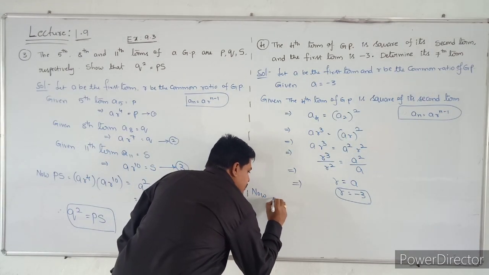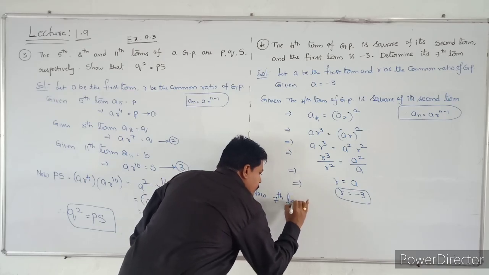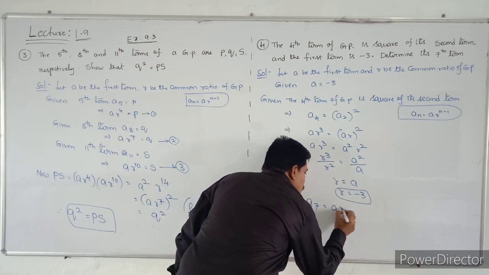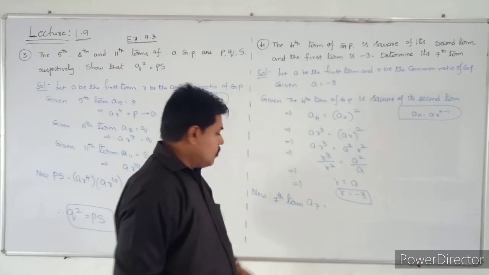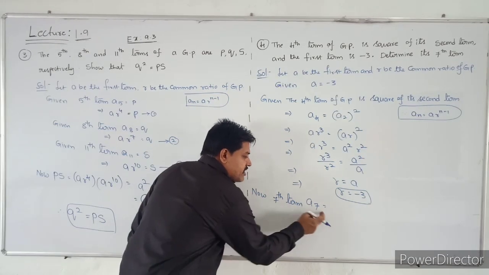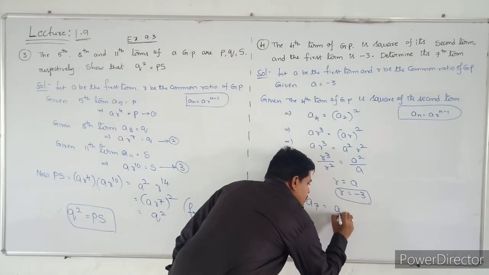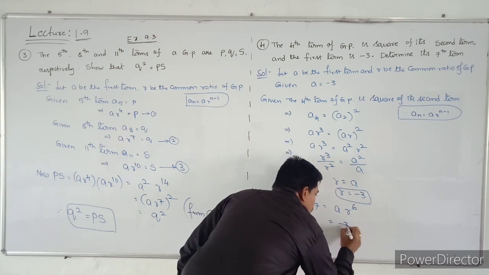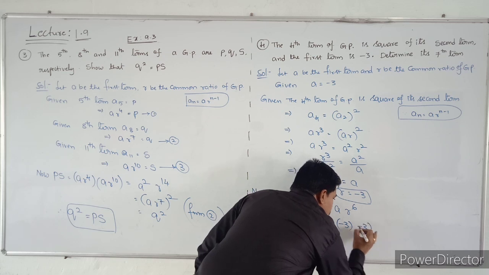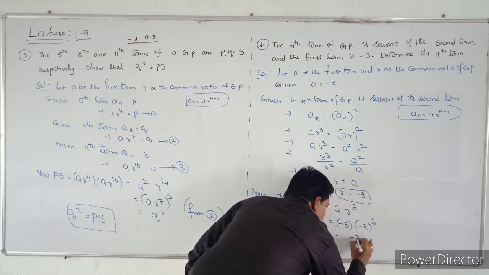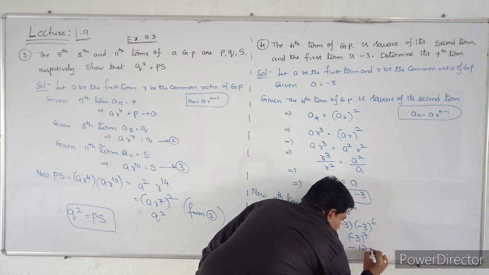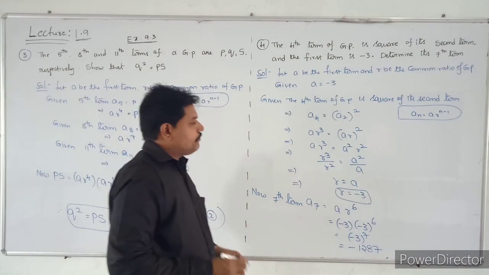So A7, the seventh term. A7 is equal to A into R power 6. Now calculate the seventh term. A7 is equal to A into R power 6. What is the A value? A value is minus 3. R value is minus 3 whole power 6. So that is equal to minus 3 whole power 7. So that is equal to minus 1287.